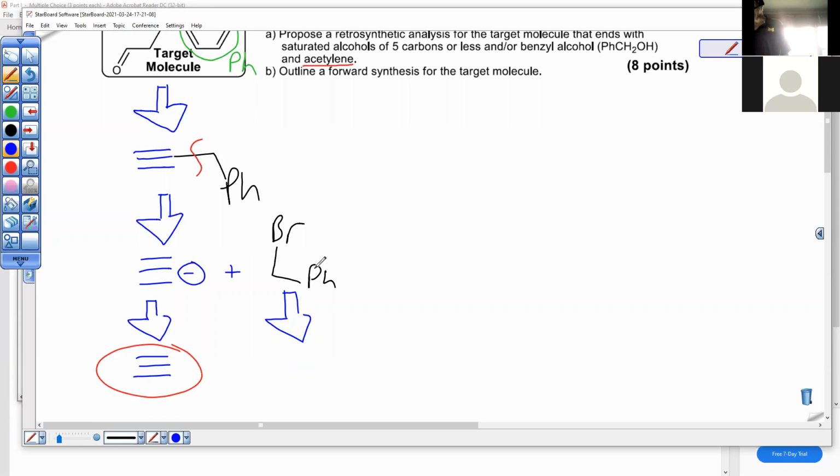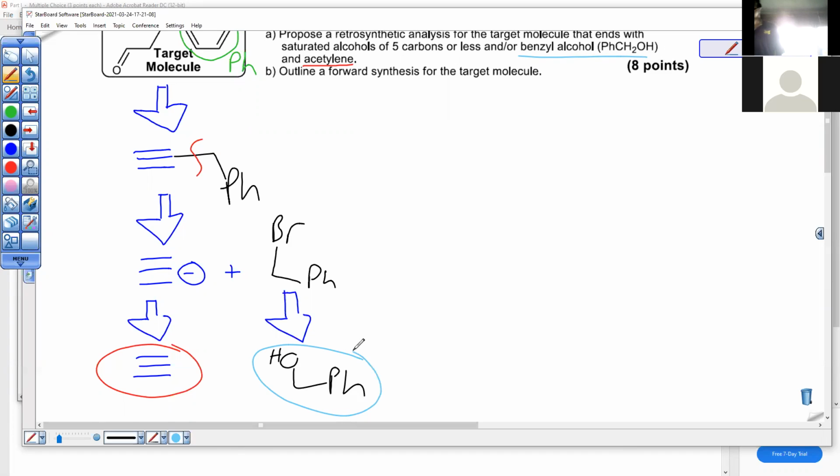This thing came from an alcohol with the same number of carbons, also known as, what is the name of that alcohol? Phenyl CH2OH, right there. Benzyl alcohol, circle it. It's on the list of things you're allowed to start with. We'll go in blue. Benzyl alcohol. There you go. So you've done part A.